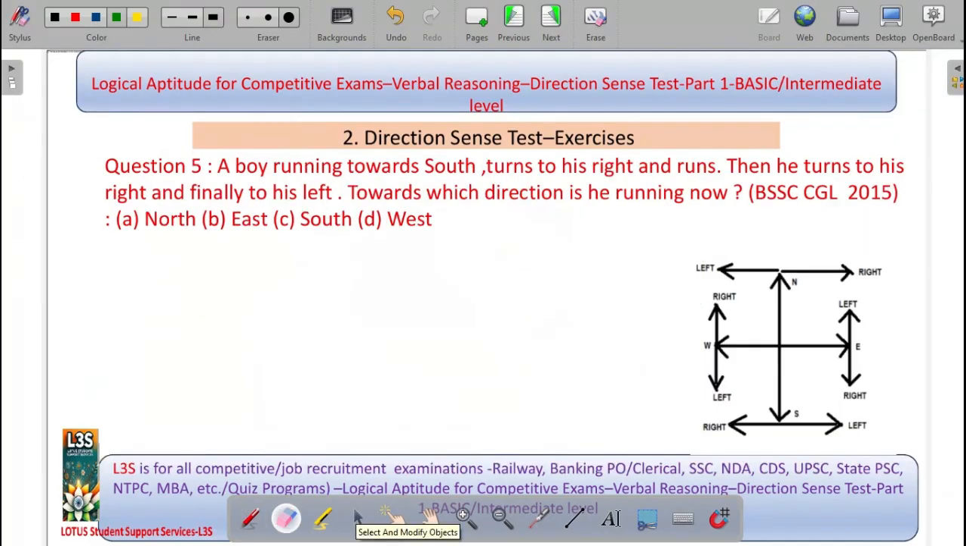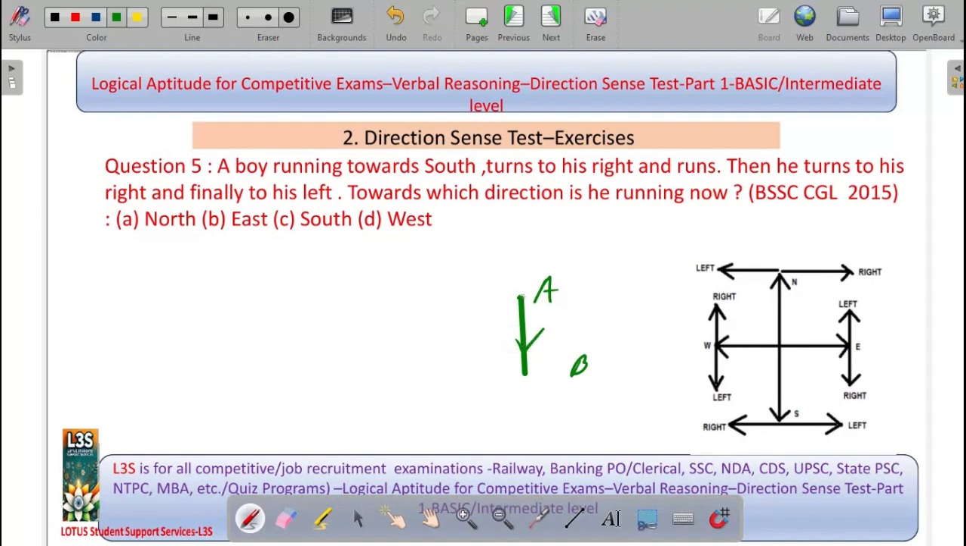A boy running towards south turns to his right and runs. Then he turned to his right and finally to his left. Towards which direction is he running now? Let's do it. Let's say he starts from here, A. So he will be running towards south. So say he's running towards south here. This is B.